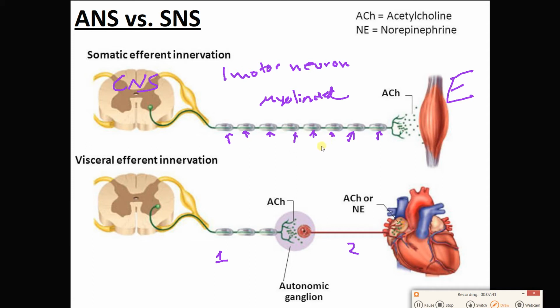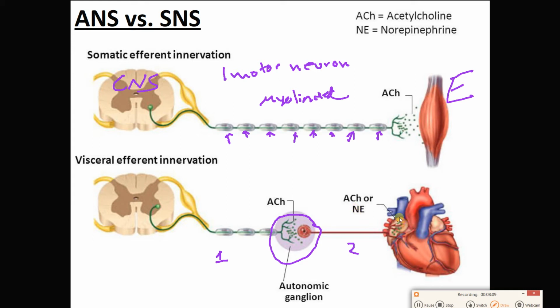So which pathway do you think is faster here? Definitely the somatic one, because it's just a single neuron. You don't have to waste any time for the signal to cause the release of neurotransmitter and a new signal to be generated. Just a single neuron and heavily myelinated. That's definitely faster than two neurons, lightly myelinated, unmyelinated, with a synapse to traverse in the middle. Okay, that's a big difference between these two.